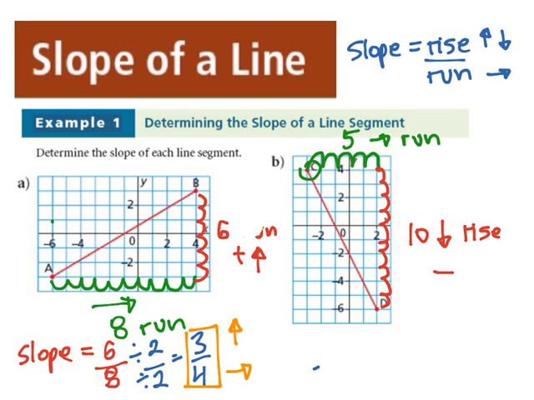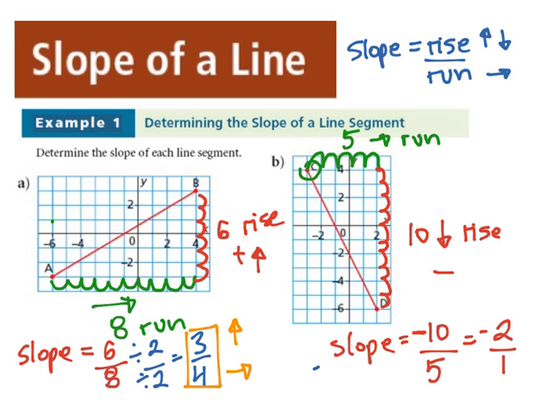Little typo right there in the 6, that should be, of course, the rise. So hopefully that didn't confuse you. And what the slope is of this graph, again, is the ratio between the rise, which is negative 10, divided by the run, which is 5. And again, -10 over 5 can be simplified to -2 over 1, or just to -2. This means that for every 1 movement to the right, the graph drops 2 units down.